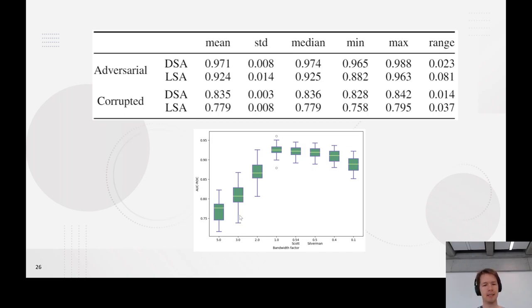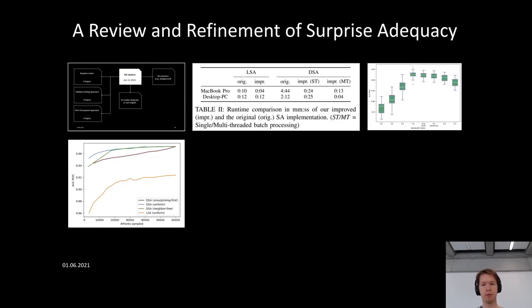Here, what we find, however, is a very positive finding: if we use the rules of thumb, Scott's rule or Silverman's rule, which are essentially defaults when using KDE, we appear to be very close, if not at the optimal solution. Good. So that was an overview of our paper.